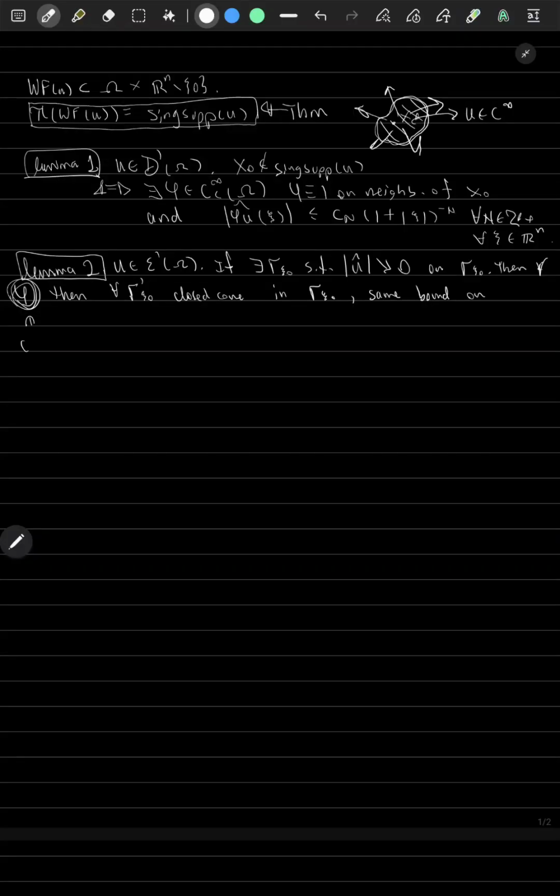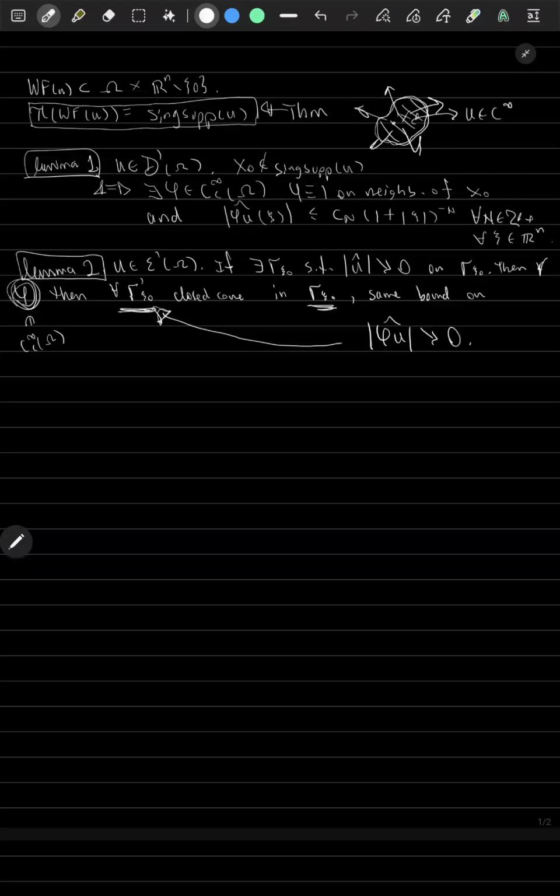This is in C infinity, C of omega. So then there would exist a closed cone slightly smaller than our original open cone, such that the same bound applies on now phi u, the Fourier transform of phi u. So this also goes to 0. So it goes to 0 in this closed cone.